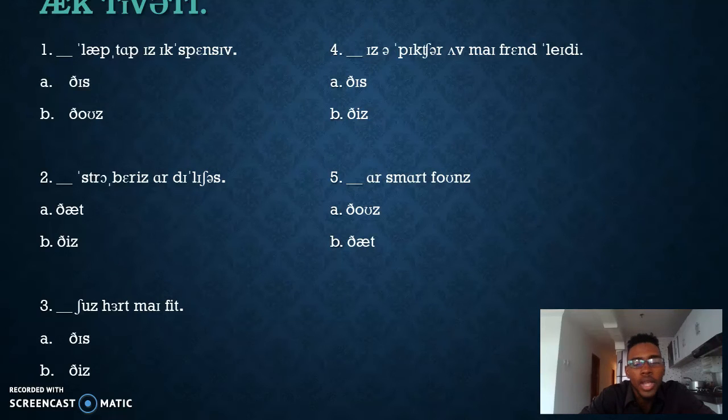Yes. The most correct is point B: these shoes hurt my feet. Because shoes are a pair. Pair of shoes. So the fourth one is: this is a picture of my friend. This or these? Perfect, it is point A. This is a picture of my friend. It's just one picture.